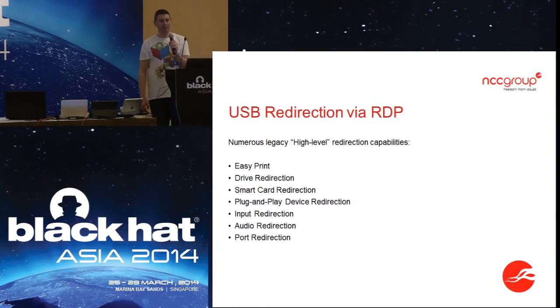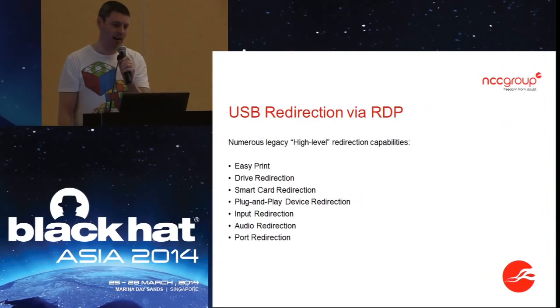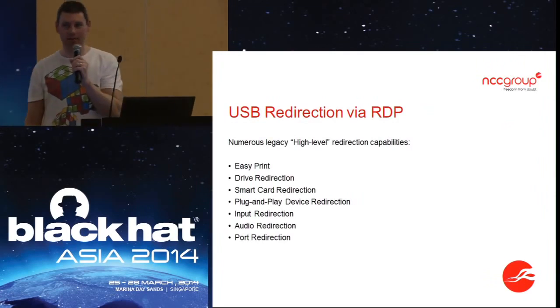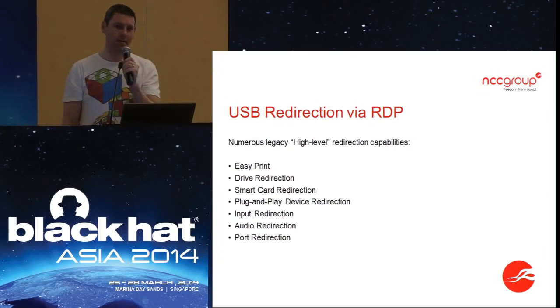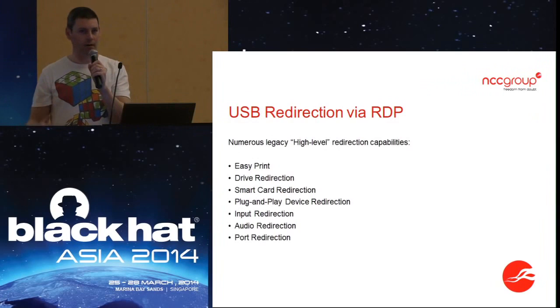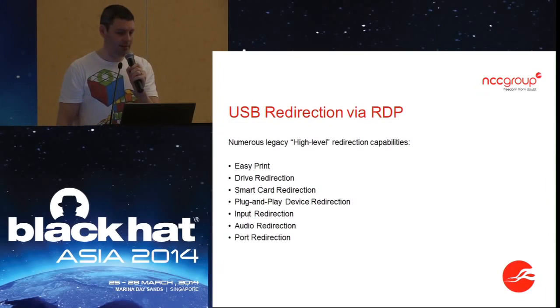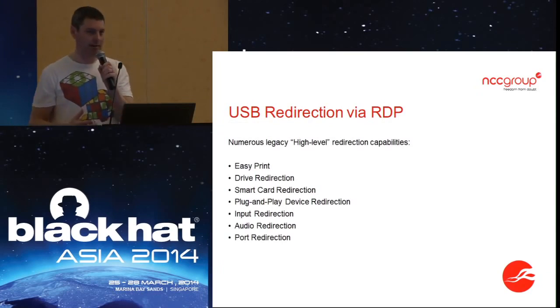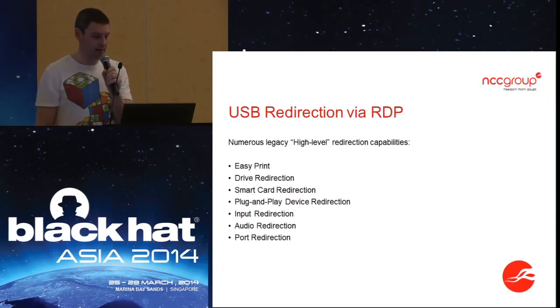Okay, so then I thought, how are we going to get this USB remoted? There must be a way of doing it. And then I thought, well, RDP is the kind of way that everybody remotes into Windows machines these days. And I remember that there were lots of different devices and capabilities that you could remote from the client to a server when you connected via RDP. These are known as high-level redirection capabilities. It's the kind of legacy capabilities of RDP that have been developed over the years.